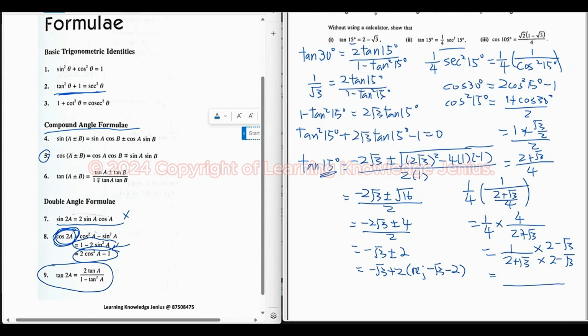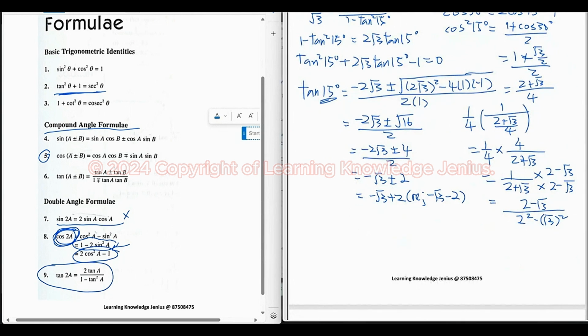So it becomes 2 square minus bracket square root 3 square, and then 2 minus square root 3. Then it is equal to 2 minus square root 3. The denominator will be 4 minus 3, so it's 1. So it ends up, this is the answer.